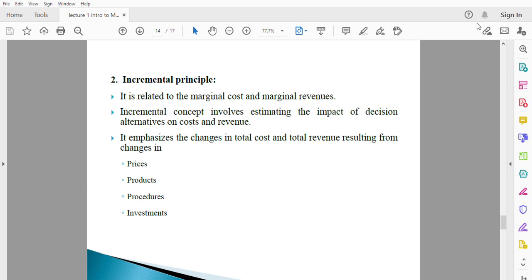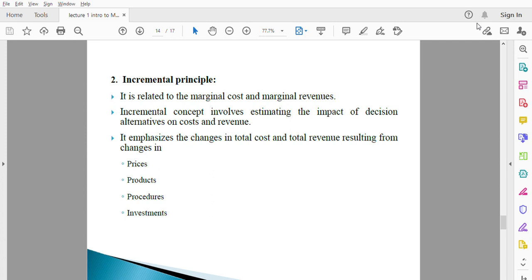So take decisions on prices. When you increase price, does your total cost increase or does your total revenue increase? That is the increment. It talks about the incremental principle. What extra happened? Another is your product. When you increase the quantity, what extra happened? Did you incur more cost or did you get more revenue?